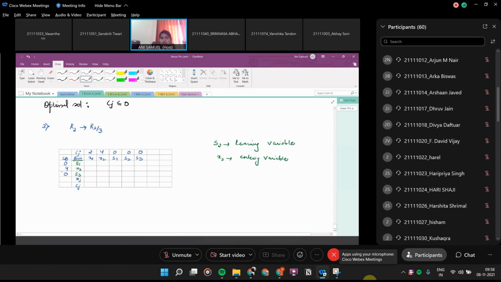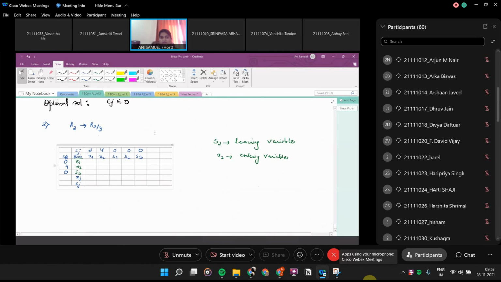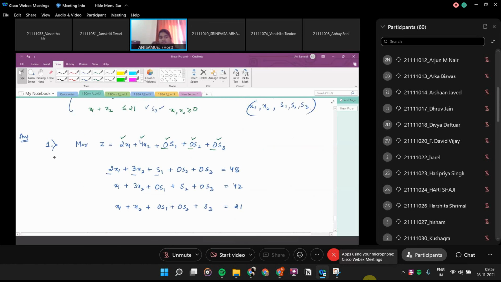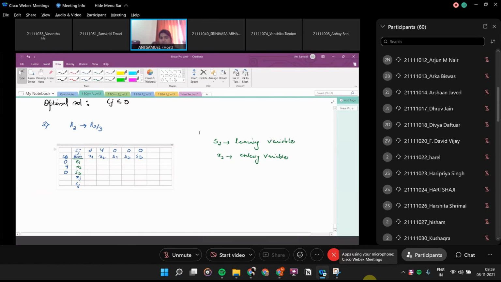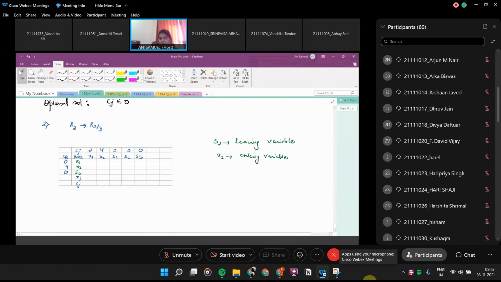Understood? Somebody had asked how it changes in the next. Once again, explain. Yes. Here you've understood using your key column and key row, you will understand the leaving and entering variable. So your key row has S2, that will be your leaving variable, and your entering variable will be X2. That is clear. Now, these CB are nothing but coefficients of the variable basis from the objective function. Now, my bases are S1, X2 and S3. The coefficients for them in the question: S1 is 0, X2 is 4 and S3 is 0. So I have made 0, 4, 0. Clear?